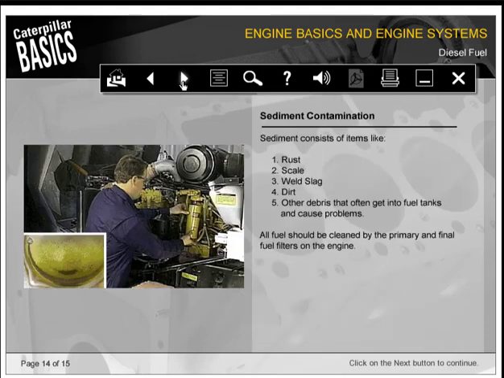Sediment consists of items like rust, scale, weld slag, dirt, and other debris that often get into fuel tanks and cause problems. All fuel should be cleaned by the primary and final fuel filters on the engine.